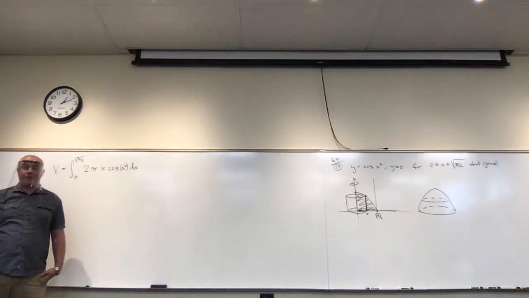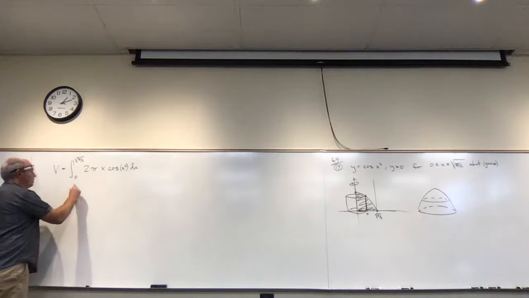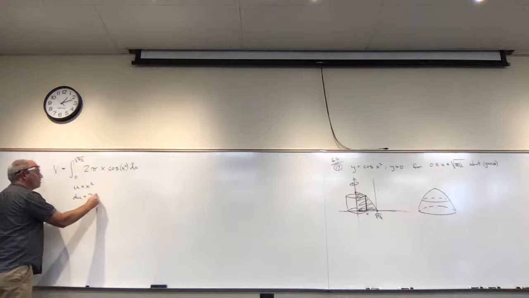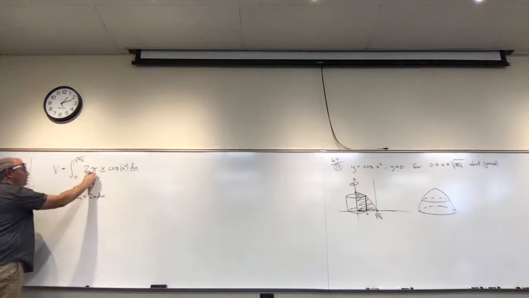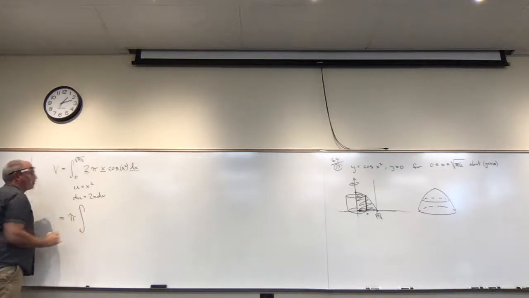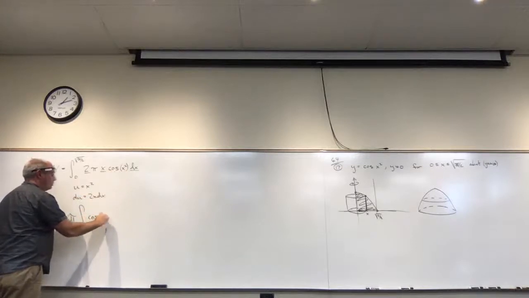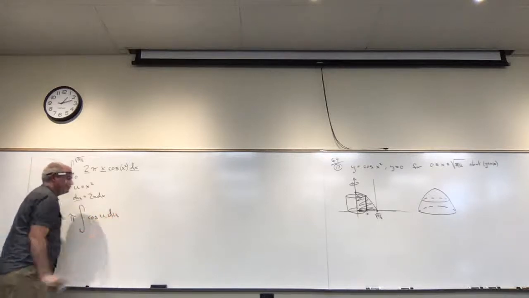And this is a perfect time for a u substitution. We could u substitute for the x squared. So let's let u be x squared. du then would be 2x dx, and I have a 2x dx here. So the only thing left over is the pi. I could pull that outside the integral, and I'd have pi times the integral of cosine of u, and then 2x dx all becomes du.